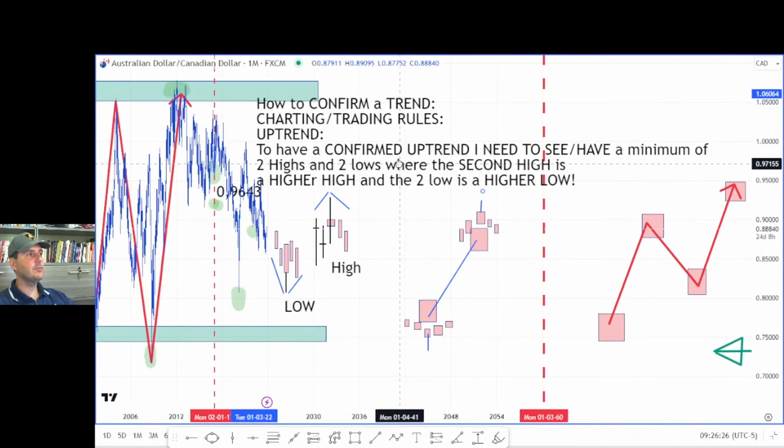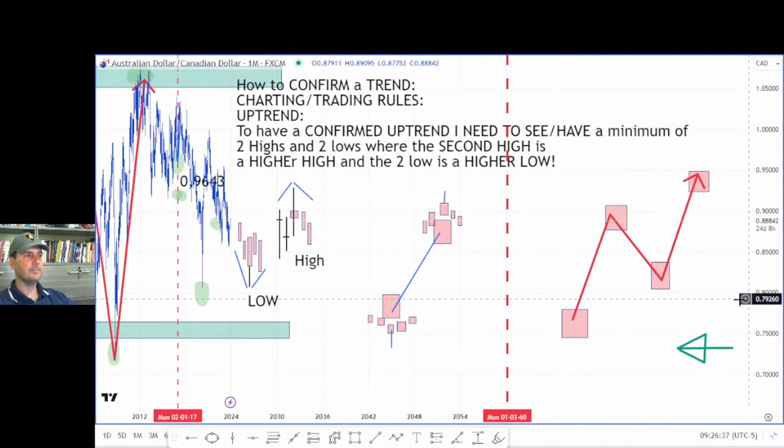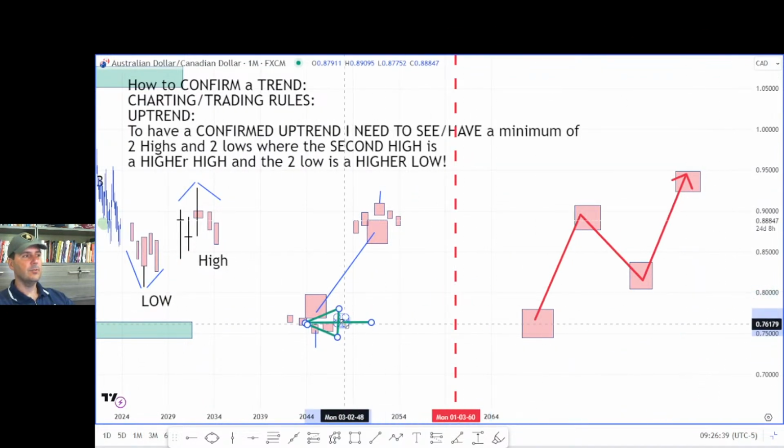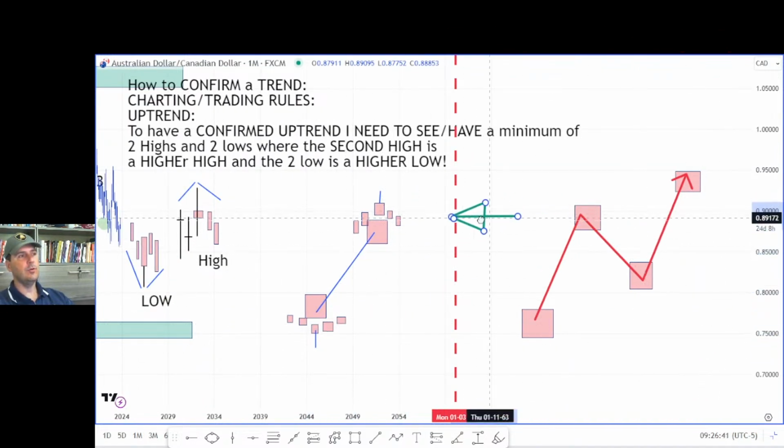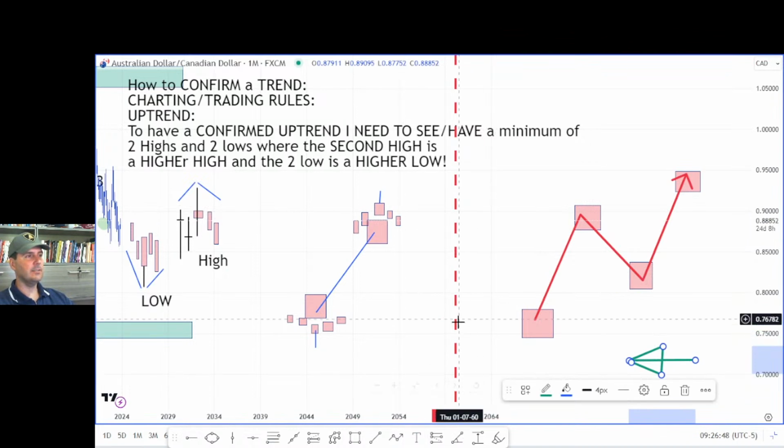Alright everybody, so if this is for the uptrend, to have a confirmed uptrend I need to see or have a minimum of 2 highs and 2 lows, where the second high is a higher high and the second low is a higher low. So Shola says, no, those two are not the same. Here, talking about the uptrend, right?